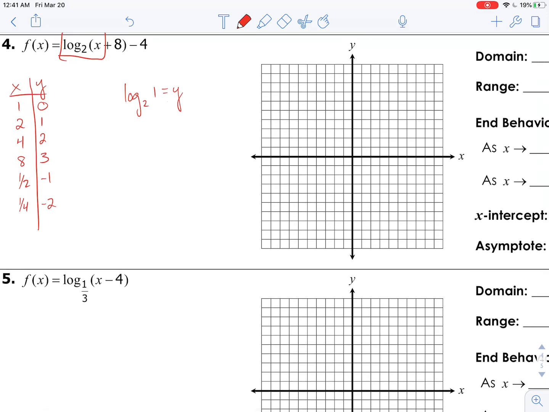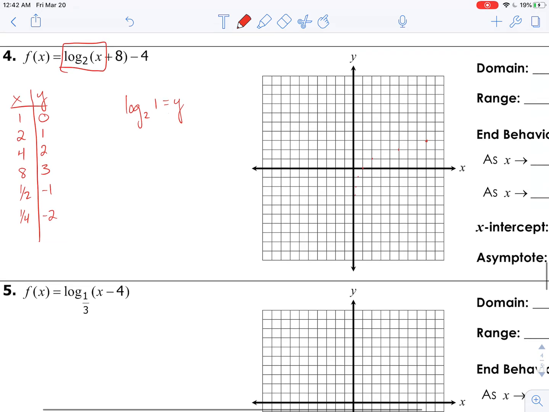So let's graph these, and let's make these very small dots so that we can do our transformations here in a minute. So we start with (1, 0), small dot, (2, 1), (4, 2), (8, 3), and then (1/2, -1), (1/4, -2), (1/8, -3). And now let's look at how are we going to shift this function. What transformations do we see?